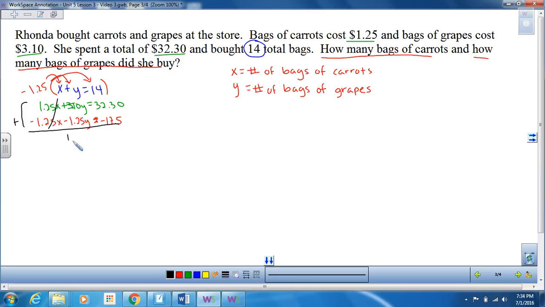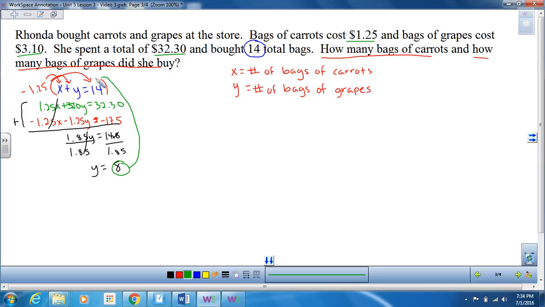So my x's eliminate. Sorry, this is a little bit messy, but that's 3.10 plus negative 1.25. That's 1.85y. And then 32.30 plus negative 17.5. That's 14.8. Divide by 1.85. And we get 8. Again, when you're talking about buying bags of carrots and bags of grapes, you're not going to buy just part of a bag, so it makes sense that this would be a whole number.